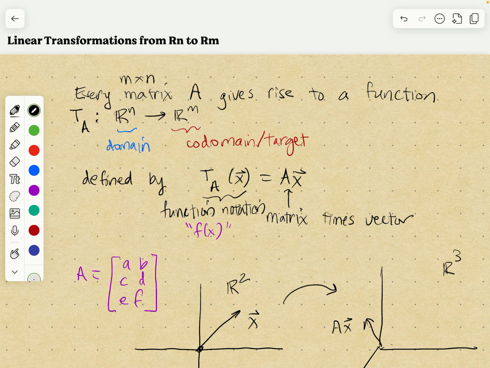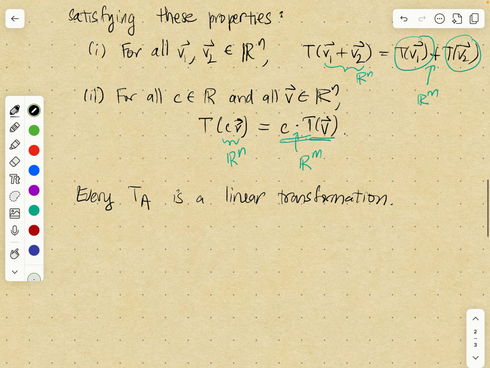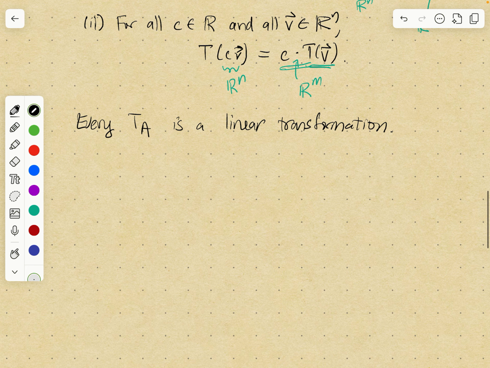So the fact that linear transformations all come from a matrix is only true when your domain is Rn and your codomain is Rm. This isn't all there is to say about linear transformations. This is just an introduction. We're looking at a very specific type of linear transformation. Anyway, let's just look at some examples.